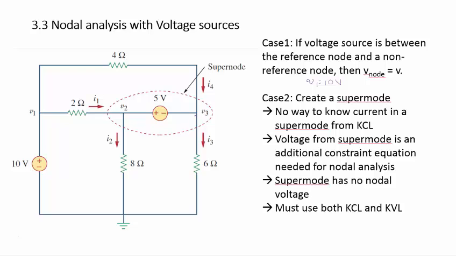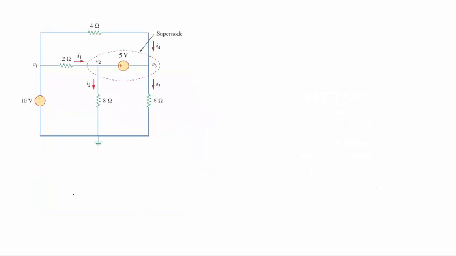This supernode, you can't call it node V2, V3. It doesn't really have a node voltage on its own, and you have to use a combination of both KCL and KVL. Also, this voltage being in the circuit is going to make an additional constraint equation, so you're going to need that in order to be able to solve and analyze this circuit. So here's the circuit. I redrew it again over here, and we know V1 is 10, so that's not too bad. V1 is 10.